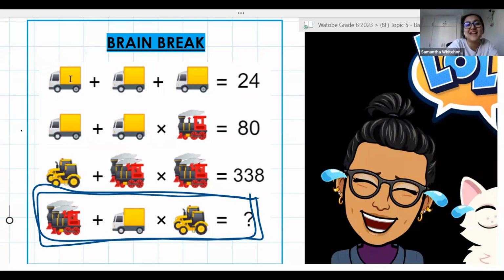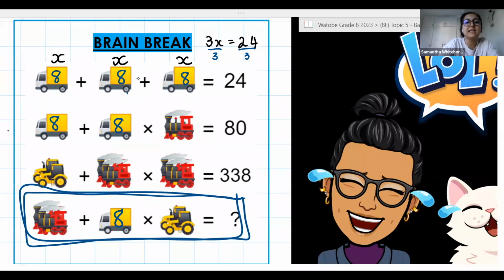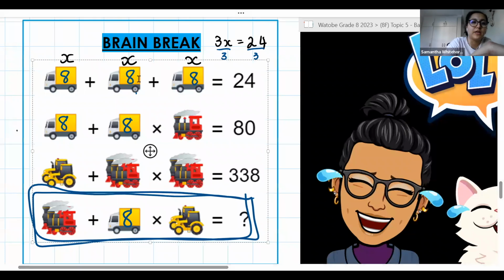Okay, so guys, like I say, this was the first one, and Yolanda said you can use variables if you want. So what we actually have here are the same things being added. So we've got x plus x plus x, which is 3x, is equal to 24. So if we think back to our equations and solving equations, we know that to solve this, we would divide both sides by 3. And so we know that each of these trucks here is 8. And so now every time I see a single truck by itself, I know it has a value of 8. And so what that means is that, in the next step, I'm able to work out what my train is.